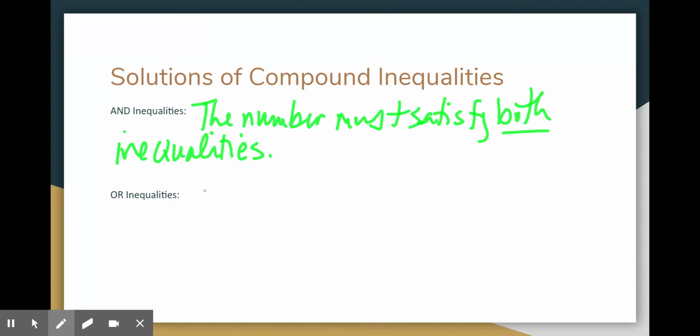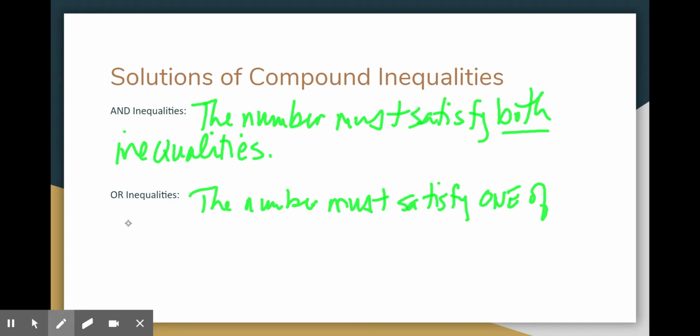For "or" inequalities, the number must satisfy one of the inequalities.